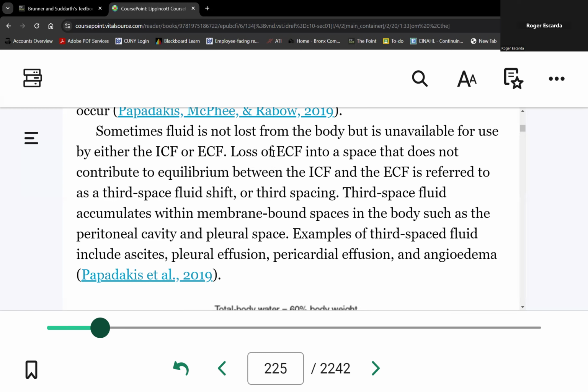So where can you find plasma? Which part of the blood is considered plasma? Okay, so blood is mostly water, correct? It's 70% water, and then there are suspended blood cells there. There's white blood cells, red blood cells, platelets, and there's plasma there. Plasma is mostly water. Plasma is the liquid part of your blood.